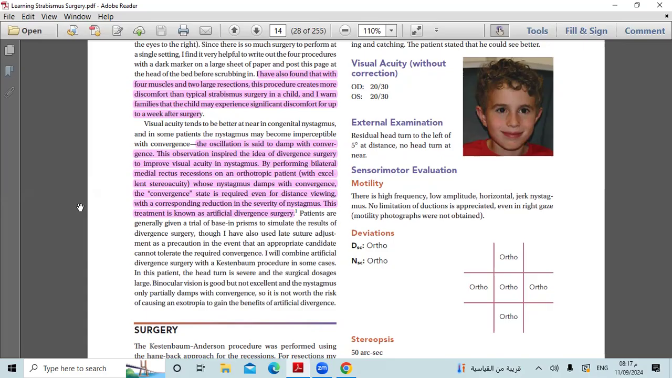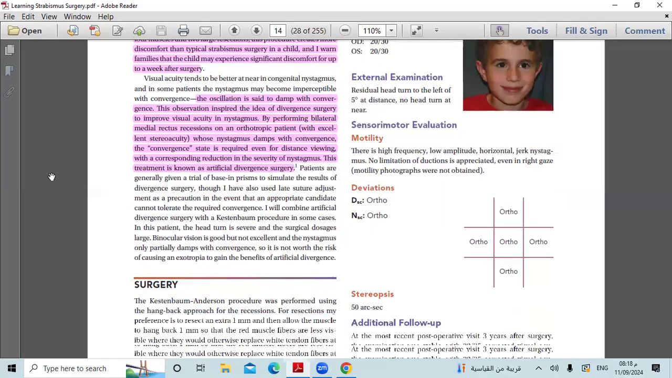Yes, because in most patients with congenital motor nystagmus, the nystagmus is dampened by convergence, so the vision at near is very good rather than at far. Here, the author mentioned that he made a recession of the medial rectus to strengthen the divergence, and it works when he just makes bilateral medial rectus recession. I don't know. Actually, it should work. It should work. Okay.